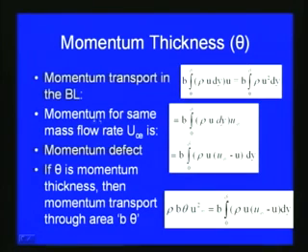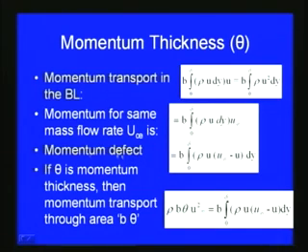Now the momentum for the same mass of flow at the free stream velocity u∞ is b ∫0 to δ ρ u dy u∞. So if you consider these two expressions, you can see that there will be a momentum defect, or reduction in momentum.